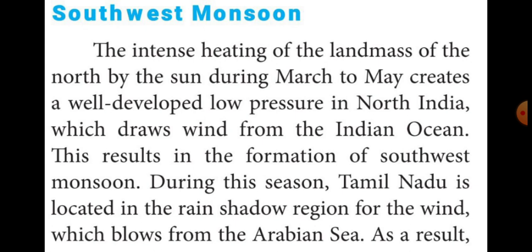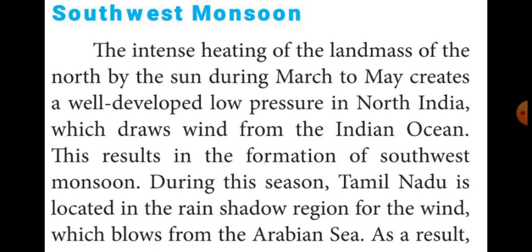Okay. During this period, Tamil Nadu is located in the rain shadow region for the wind. That particular wind blows from the Arabian Sea. As a result, Tamil Nadu receives only low rainfall. Meager rainfall means very low rainfall from this monsoon.